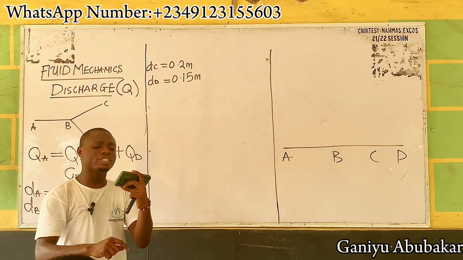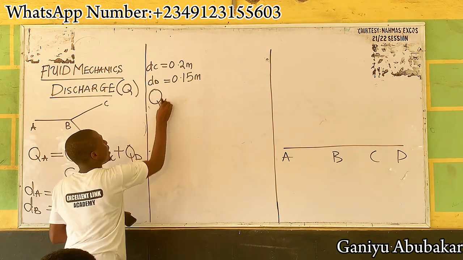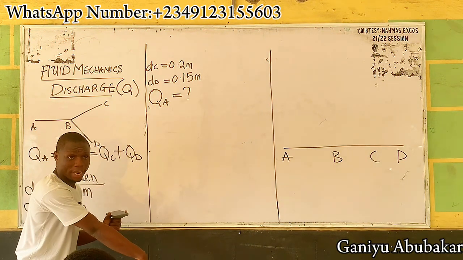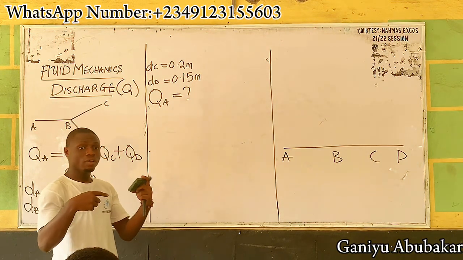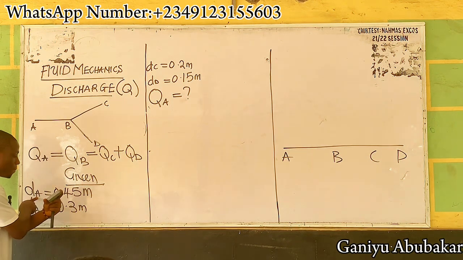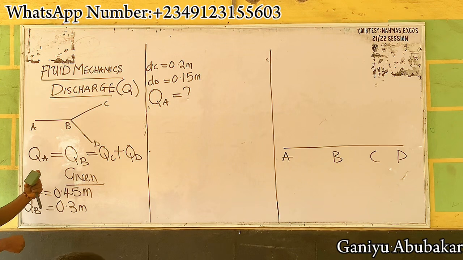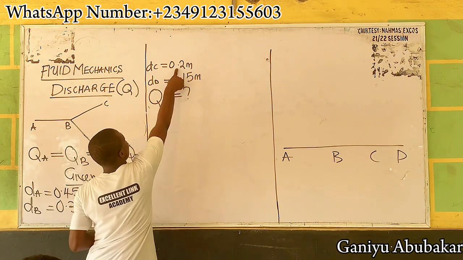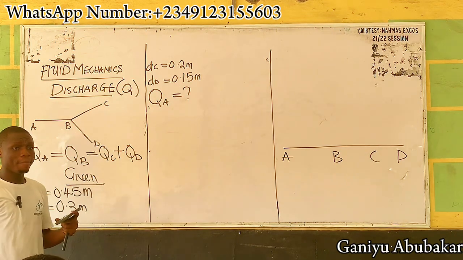It now says find Q at A, which is unknown. Again, B is 0.3, C is 0.2, and D is 0.15. Let's proceed. It says find discharge at A. That's QA.